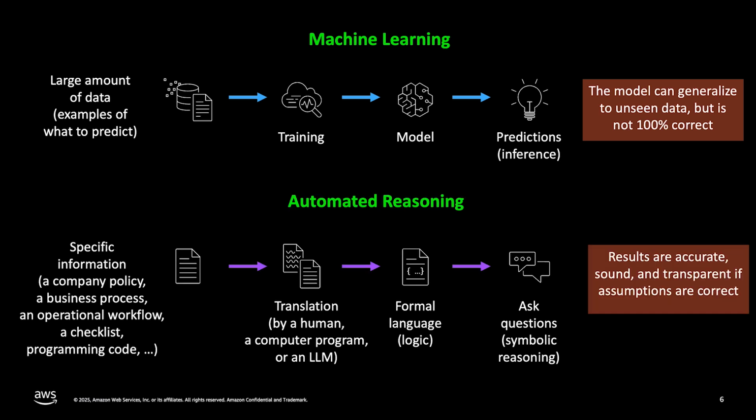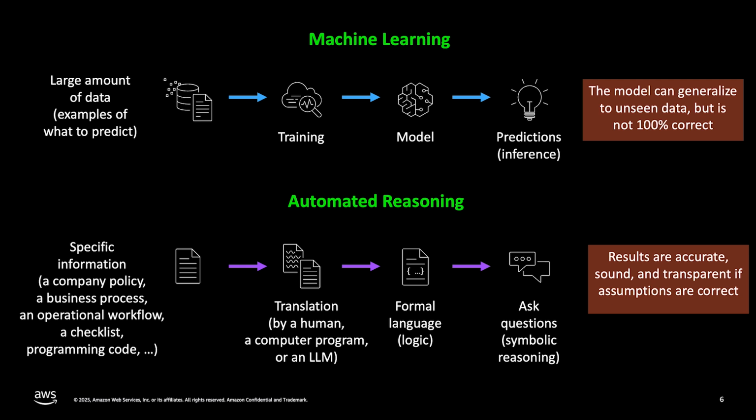In automated reasoning, what you're doing is taking specific information, like a company policy, a business process, some workflow, a checklist, a programming code, and you're doing a translation, and this translation can be done by a human or some program, and then you have a formal language on top of it, and then you can ask questions, which is the symbolic reasoning part of it. And the idea here is that because your assumptions are correct, your results are accurate, sound, and transparent. And that's the difference between a probabilistic system and a deterministic system, in this case, automated reasoning.